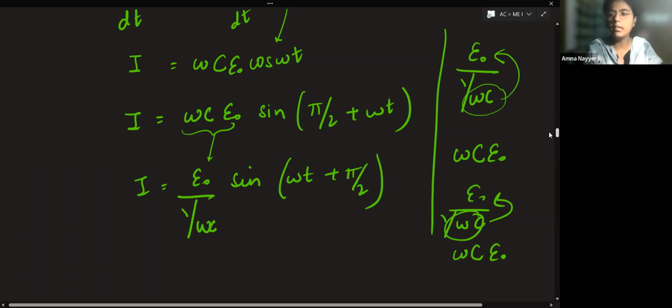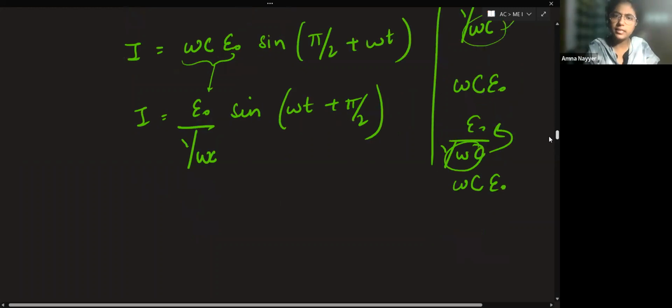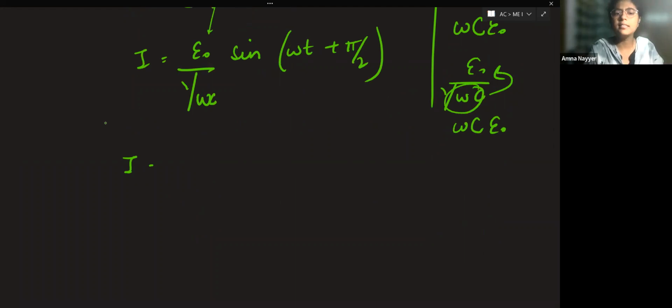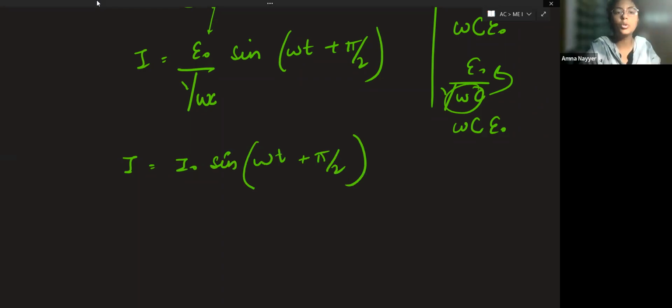See, E naught divided by 1 by omega c. We'll discuss what E naught by 1 by omega c is. But for the time being, let's say this is the maximum value of current, the peak value of current that is obtained. So I naught sine omega t plus pi by 2. Now, the main thing that you have to note over here is that this is the equation of current.